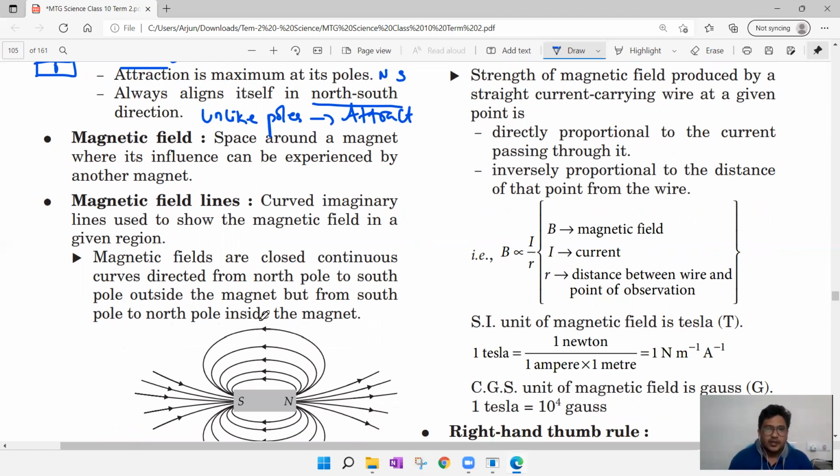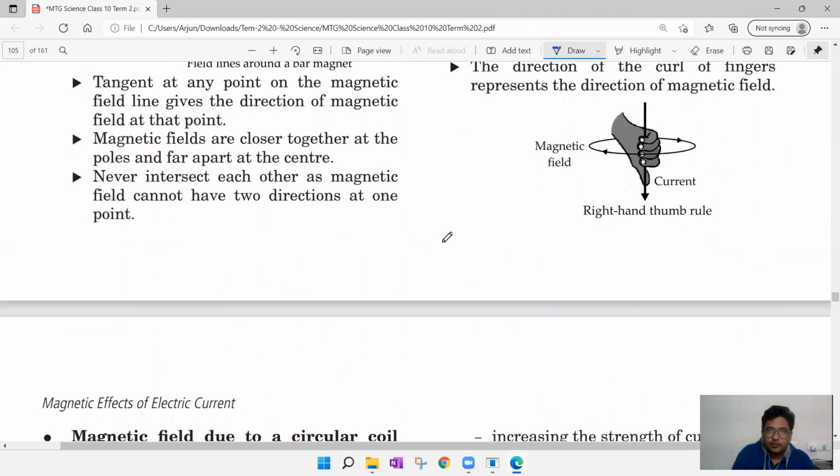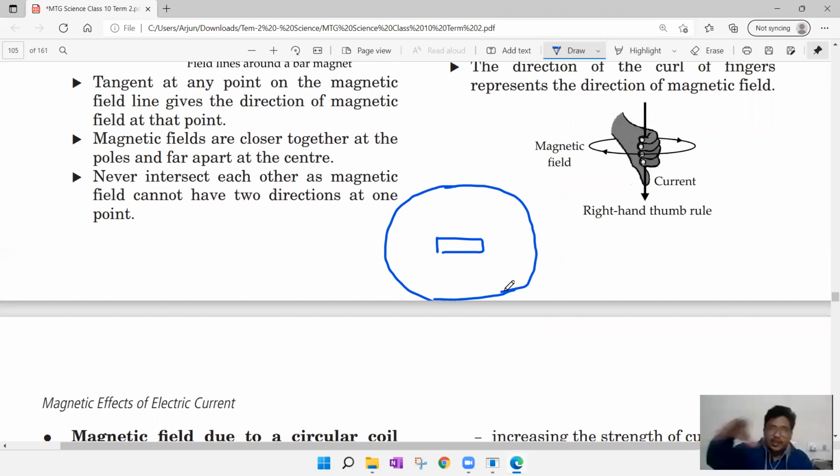Means if you take a magnet, for example, this magnet will show its influence to a certain level, to a certain area, to a certain space. Let us consider this is the area where this magnet will be showing its influence, and this area or the space or the region around the magnet is known as magnetic field.